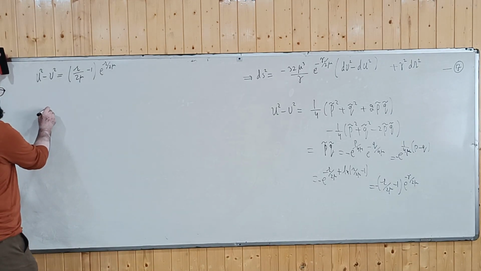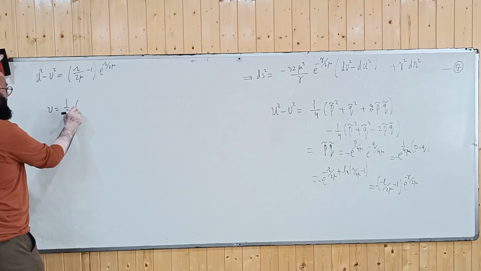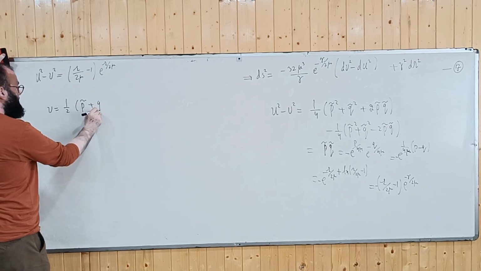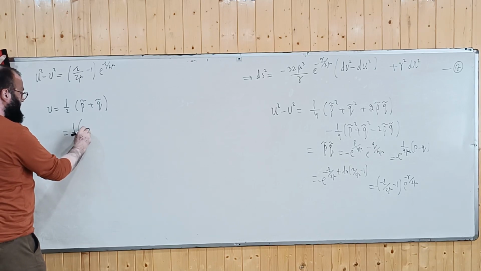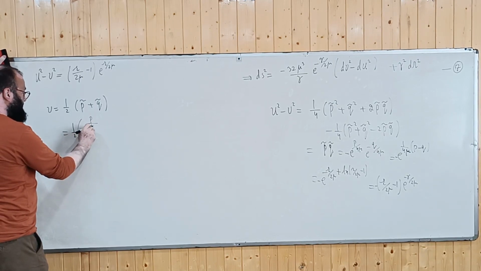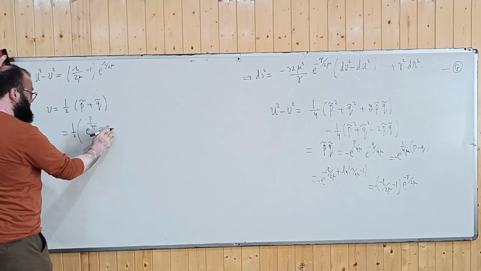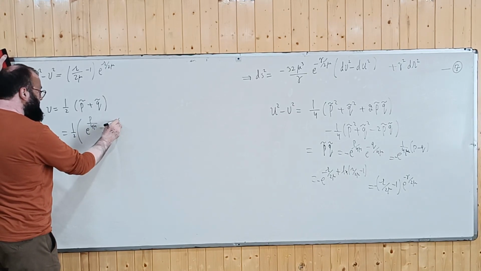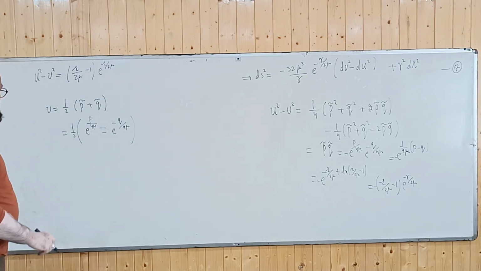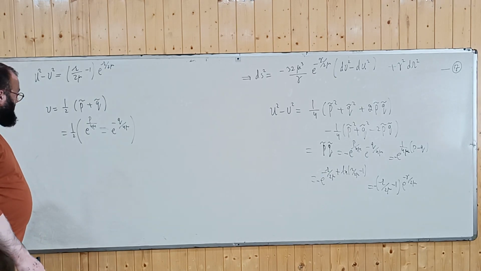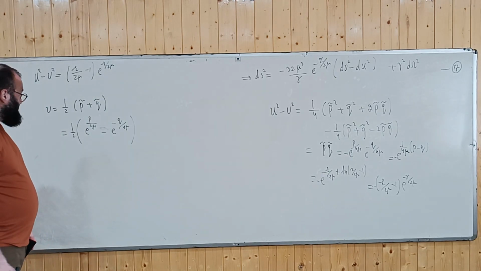Now let's write what our v is. It's half of p tilde plus q tilde. So how much is that? Half of, what is p tilde, e raised to the power p by 4 mu, plus, sorry, it is minus, e raised to the power minus q by 4 mu. Is this the case? Can we simplify this?